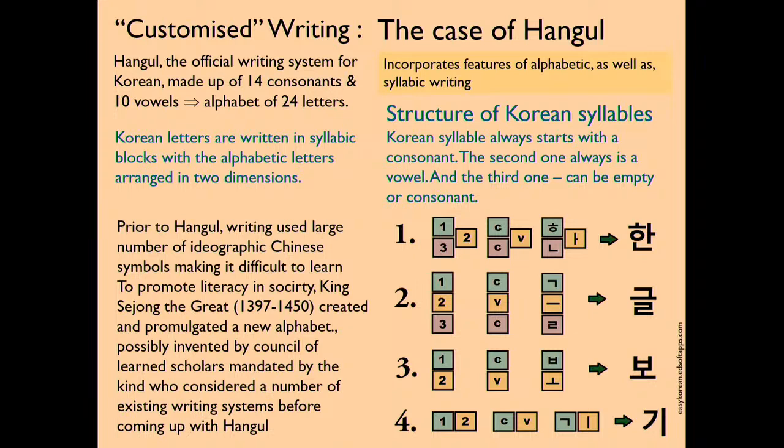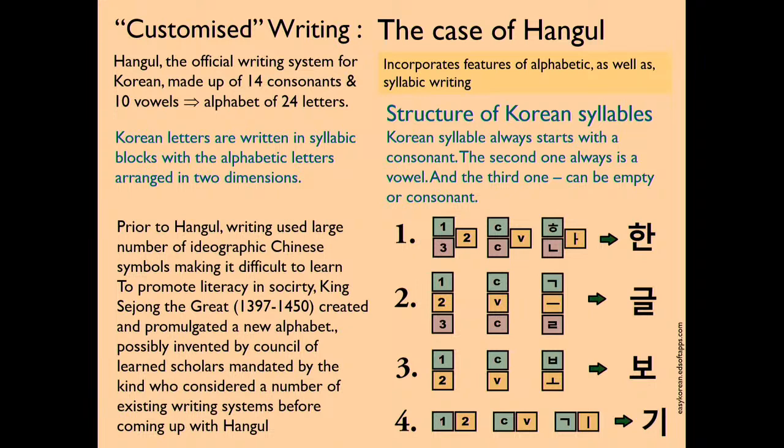So this group of scholars looked at many different writing systems, and then they invented a specific writing system which used 14 consonants and 10 vowels, so that it has an alphabet of 24 letters. But interestingly, the letters themselves that you see in a Korean text are not just pure consonants or pure vowels. They're actually syllabic blocks which are made out of multiple consonants and vowels.